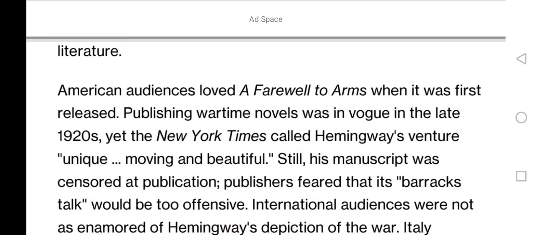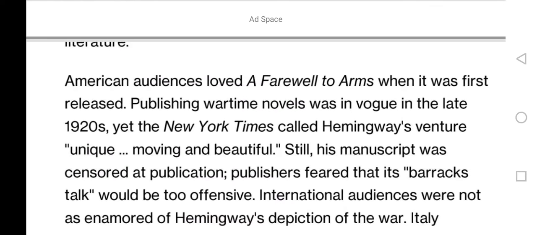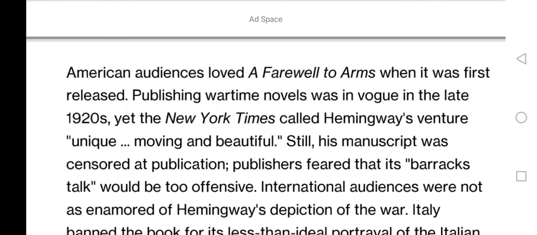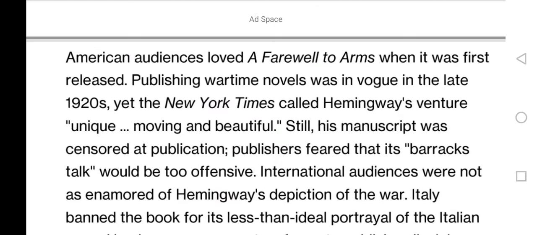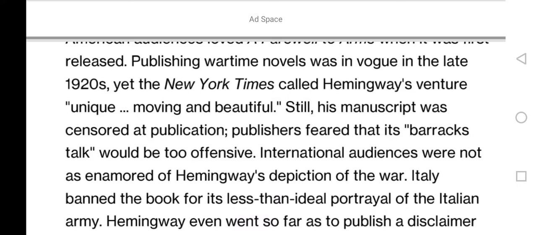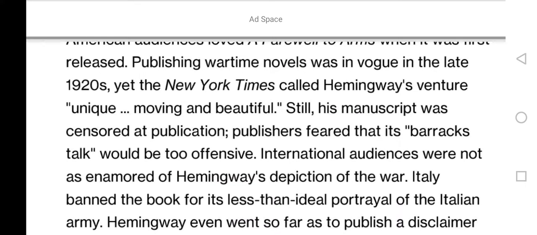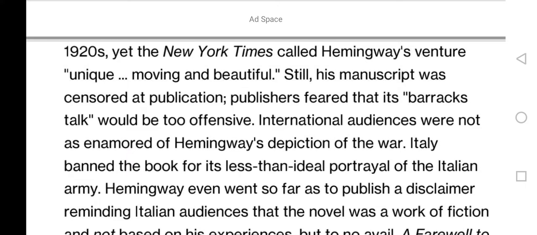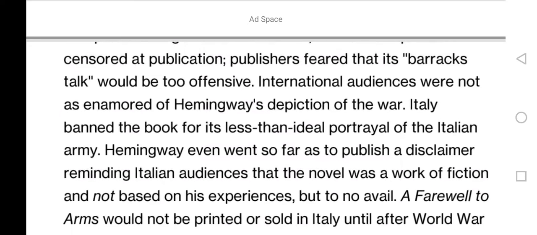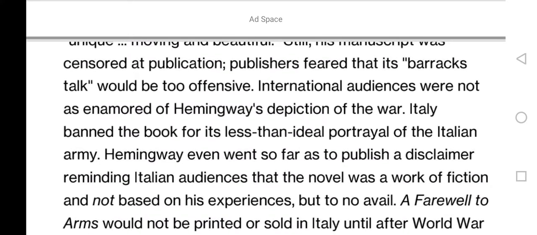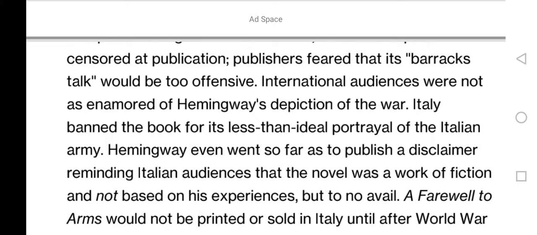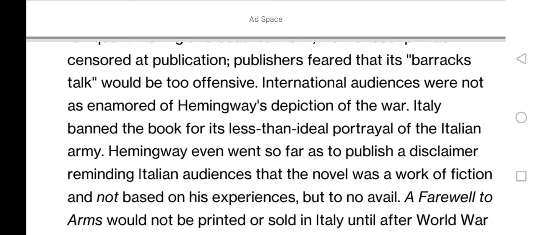American audiences loved A Farewell to Arms when it was first released. Publishing a wartime novel was in vogue in the late 1920s. The New York Times called Hemingway's venture unique, moving, and beautiful. Still, his manuscript was censored at publication. Publishers feared that the barracks talk would be too offensive.